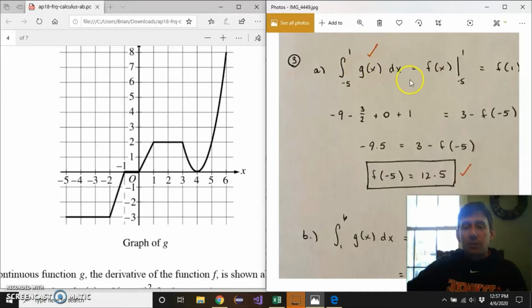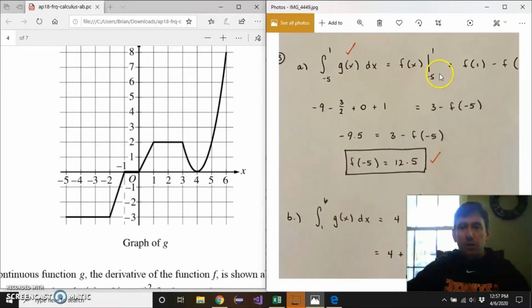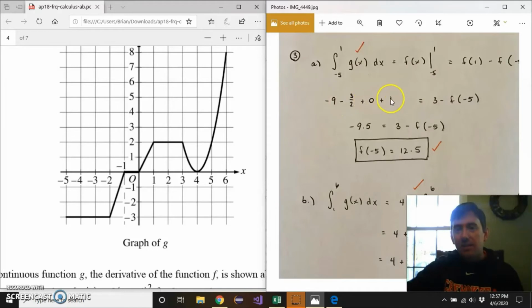If you just put all this work on your paper, starting with this, knowing what you're doing, but you just start adding up the areas and then set it equal to 3 minus f of negative 5, you aren't wrong. You're just not really explicitly stating where all of your information is coming from. So you have to make sure that any answer is backed up by an integral. So this is your answer, and that's obviously worth 1 point, but you have to back it up with this integral expression or it's sort of meaningless.